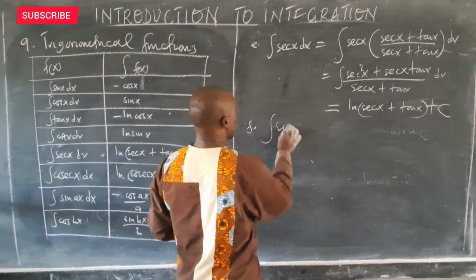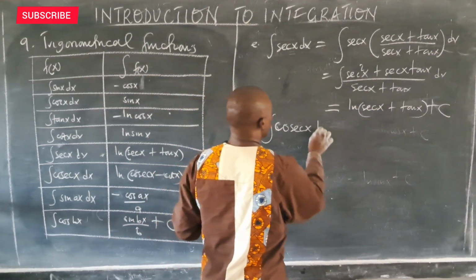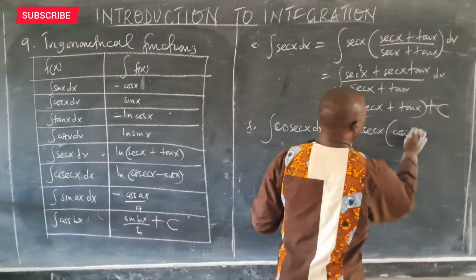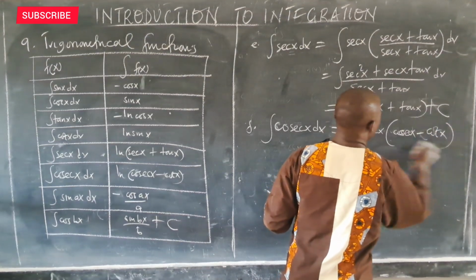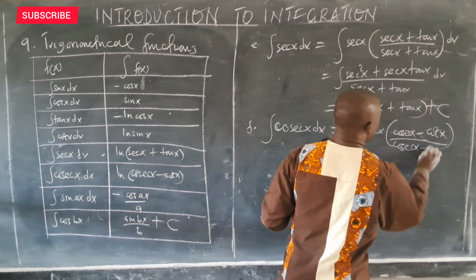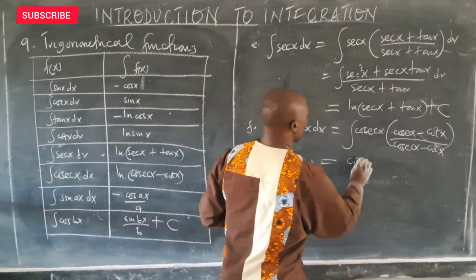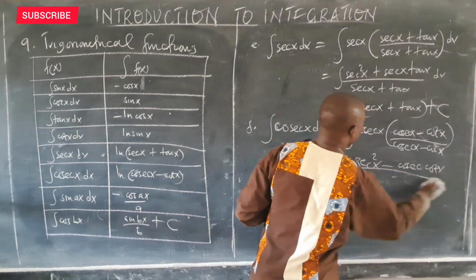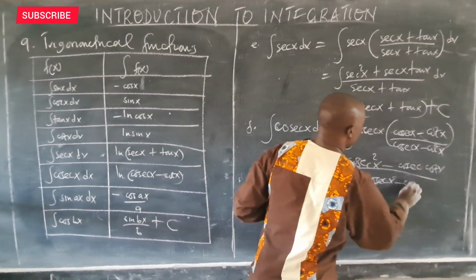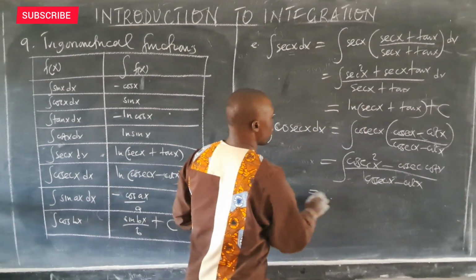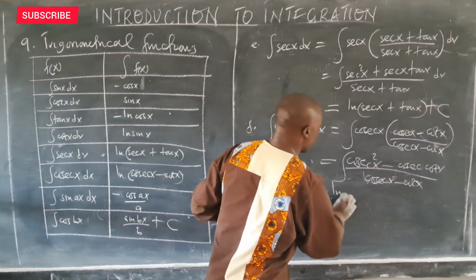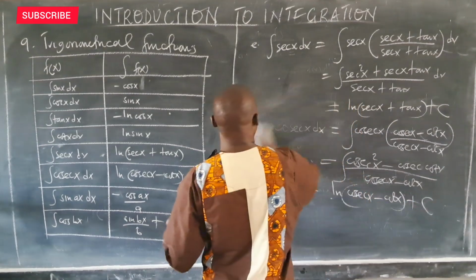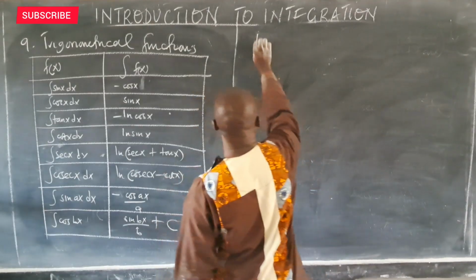So alternatively, for cosec x dx, just express it as cosec x into cosec x minus cot x out of cosec x minus cot x here. So this becomes cosec squared x minus cosec x cot x out of cosec x minus cot x here. If you differentiate this, you get the upper thing here. So this gives us ln cosec x minus cot x plus c. Let's look at some examples.